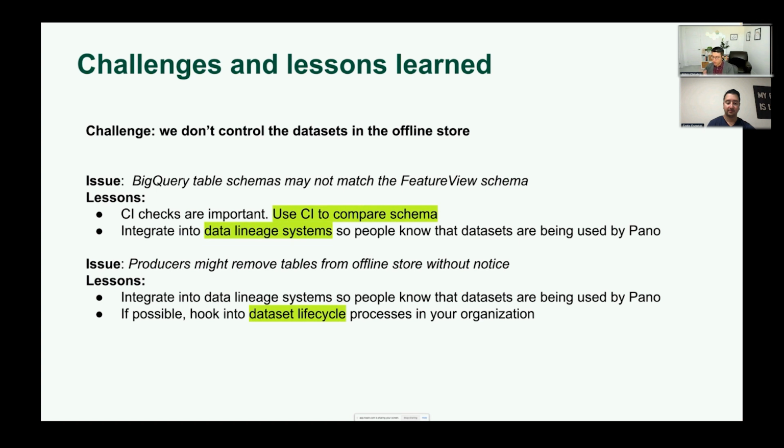Another issue that crops up is that the producers of these data sets might actually remove these tables without notice. Again, that can happen because we don't own these tables. The lesson is the same as the earlier one. Integrate into the data lineage system so people know that you are a consumer as well. They reach out to you, and you let them know that this is going to have effects. If there are dataset lifecycle processes in your org for when datasets are deleted specifically, it would be good to hook into those to avoid these situations.